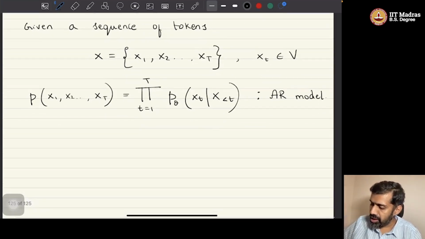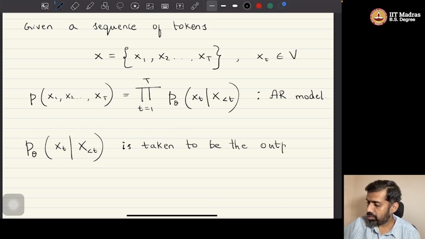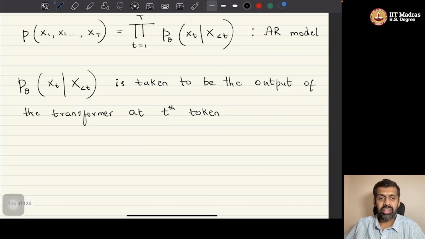Now P theta of xt given x less than t is modeled using, or taken to be, the output of the transformer at the tth token. Training in an unsupervised way is what is called teacher forcing.